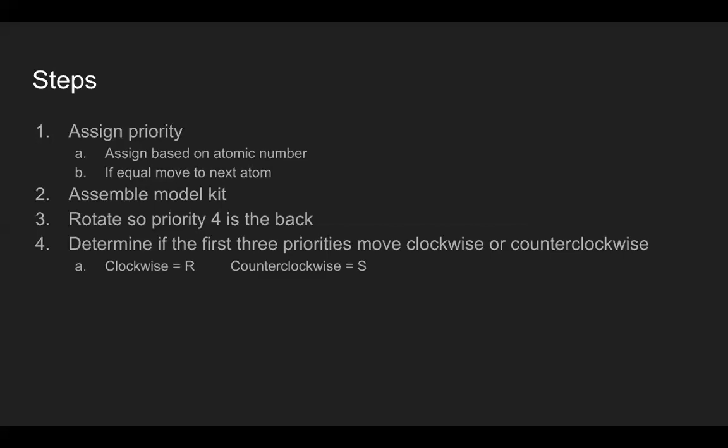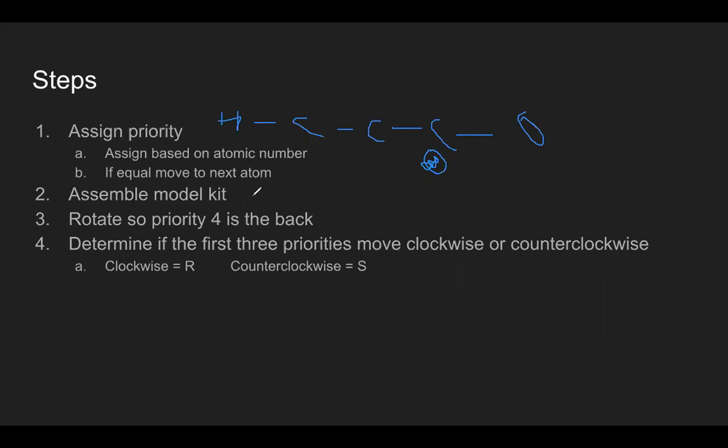If it has equal, so if you have two carbons on the other side, then you move on to the next atom. So what that means is if you have a carbon and you're assigning priorities and you have a carbon on the other side, they have the same atomic number. You can't distinguish. What if this carbon has a hydrogen next to it and this one has an oxygen? This carbon will take the priority because oxygen has a higher atomic number than hydrogen.